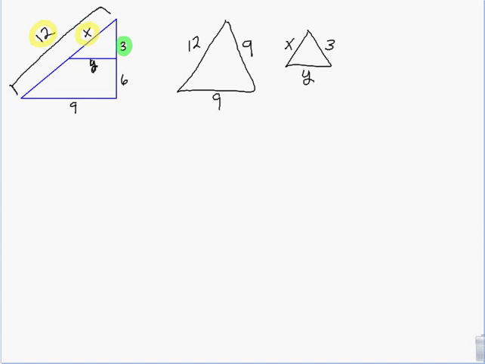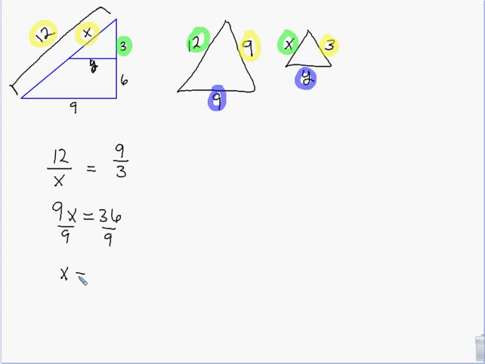Okay, so then once it's broken, you can see that the x goes with the 12, and the 9 goes with the 3, and then this 9 goes with the y. So you do the 12 over x, or x over 12, but if you want to, you can do 12 over x is equal to 9 over 3. And then when you cross multiply, you get 9x is 36. And then you divide by 9 to get that x is 4.